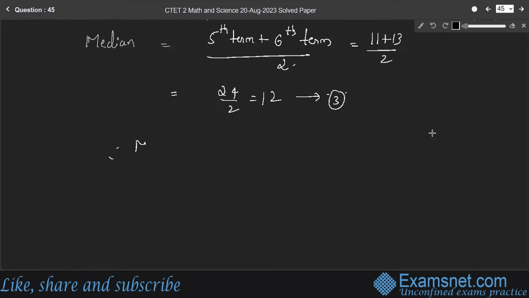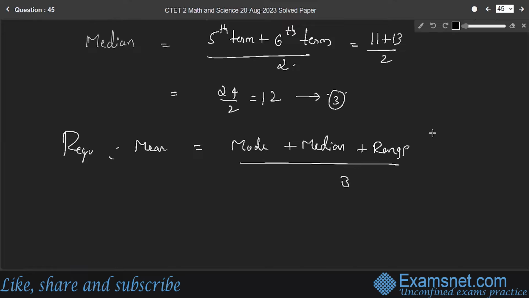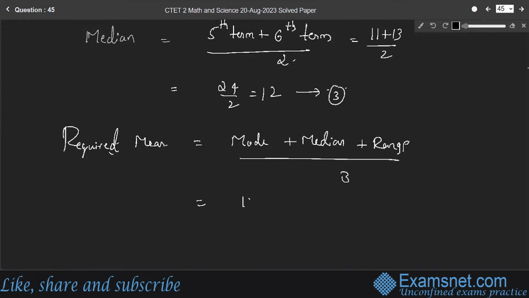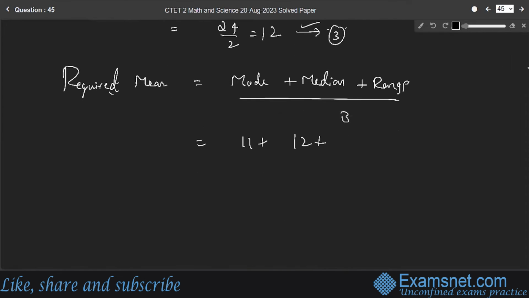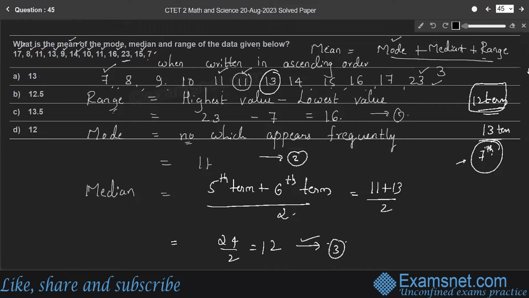Therefore, mean of mode, median and range. So divided by 3. Required mean. It is not mean of the given data set. Required mean is, so here mode is 11, right? Median is 12. And the range is how much? Range is 16 by 3. So 11 plus 12, 23 plus 16, 33, 39. 39 by 3. Therefore, required mean is 13. Right? So mean of median, range and mode is 13. Option A is the right answer.